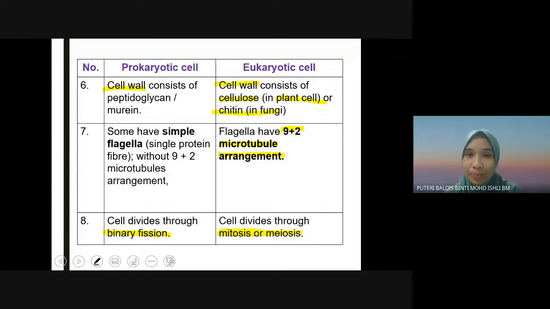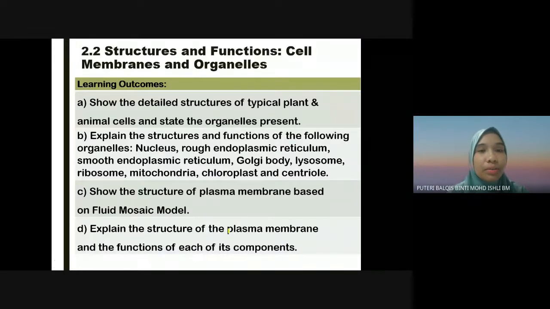One more? Plant cell. Yeah, plant cell. Animal cell, plant cell. Correct, clever. Okay, and then we move on to the next one.